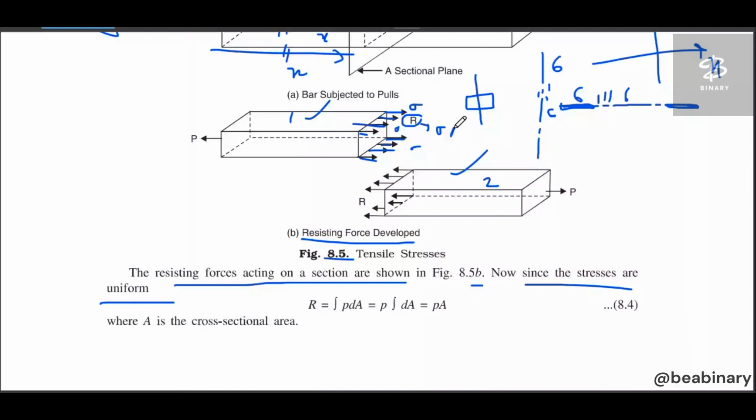So because the forces are stretching, P is equal to sigma into area. But here you want to calculate sigma. Sigma is equal to this force P upon this area. So force upon area is basically called the stress. Okay, clear.